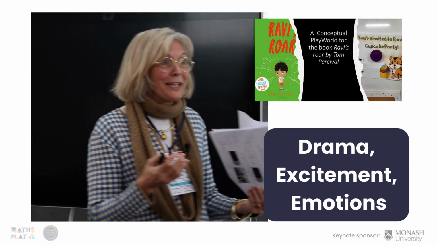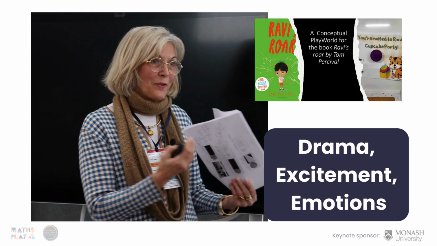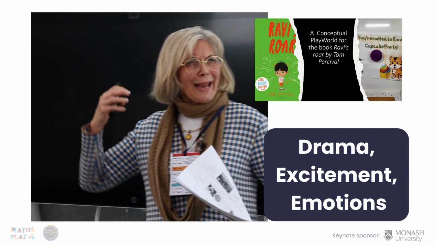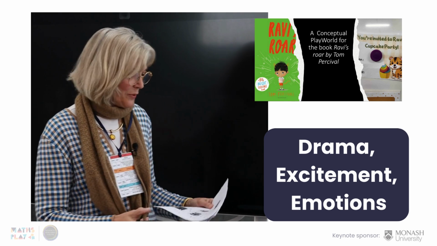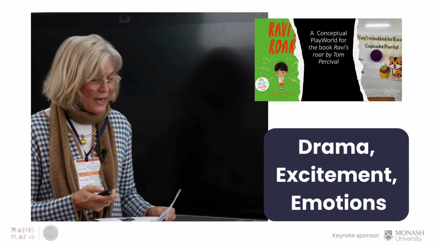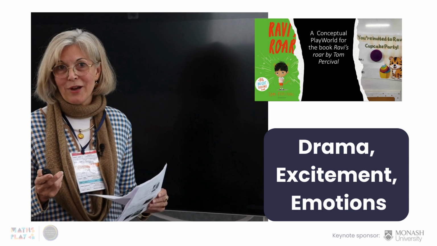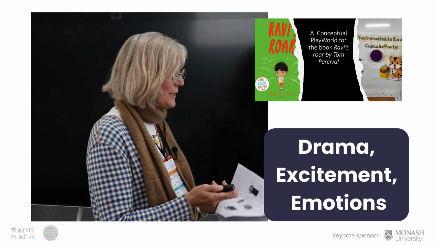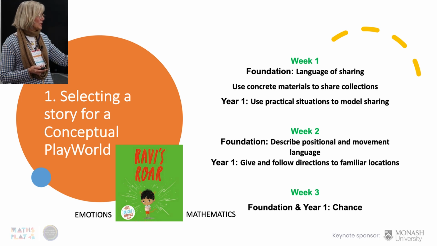If they're really engaged in wanting to help the character, they're building this empathy for the character Ravi, and they're wanting to support Ravi, then of course they're going to do anything they can in mathematics to help Ravi, to achieve the problem that's being solved. So the key thing is choosing a book that has lots of drama and can build empathy for the characters. So that's the first really key part of selecting a story. And this is just the overview of the concepts over time.